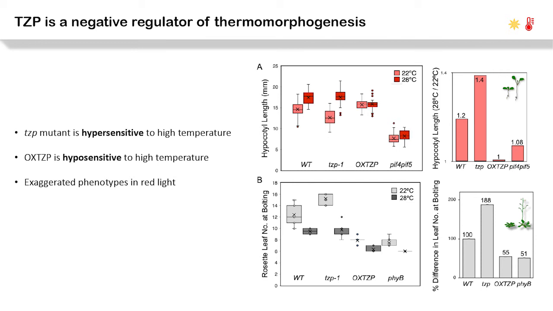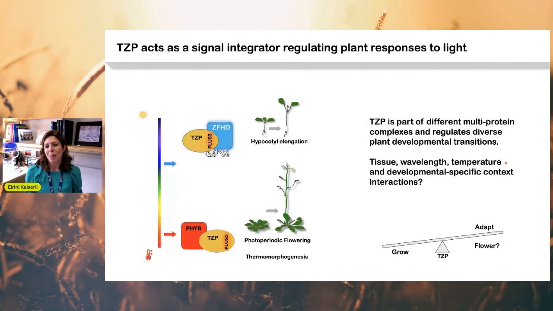So in response to low blue light, it positively regulates hypocotyl elongation, whereas in response to elevated temperature it is a negative regulator, which is very interesting. So basically, again, you can see a single protein is part of different multi-protein complexes and regulates different biological processes.